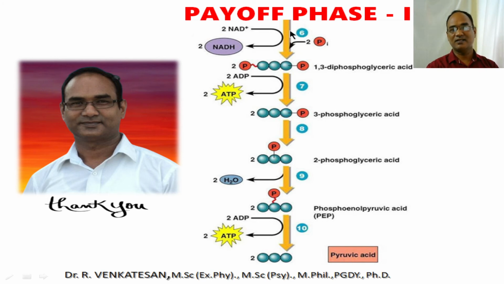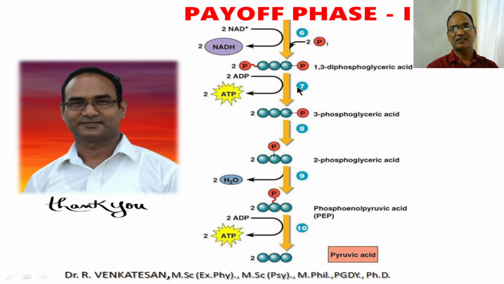glyceraldehyde 3 phosphate, it will be added one more phosphate and made into 1,3 diphosphoglycerate. Okay, so this is the sixth phase. We are adding one phosphate and making the chemical bond a higher-energy one.